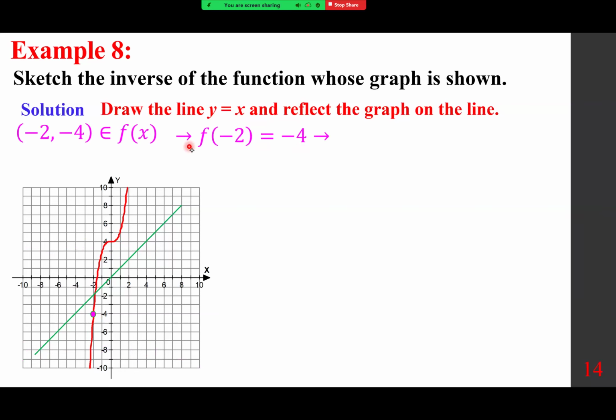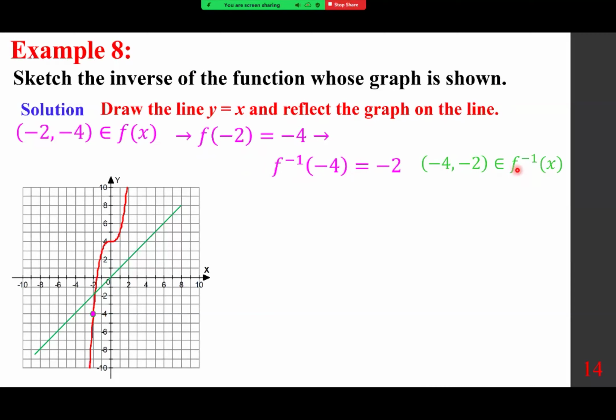So that means f inverse of minus 4 equals minus 2. If you want to go with the proper way of writing and with all the details, what it means is that (minus 4, minus 2) is a point on f inverse. In short, this belongs to f of x. This, if you interchange x and y, belongs to f inverse. I'm showing you with more details here. You don't have to write that, but understand the meaning of it.